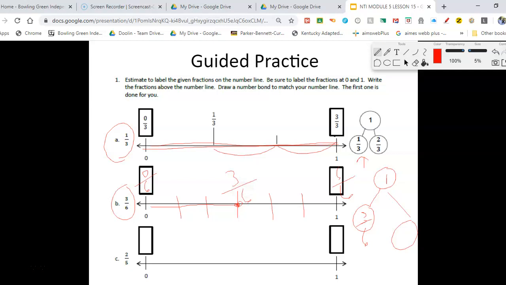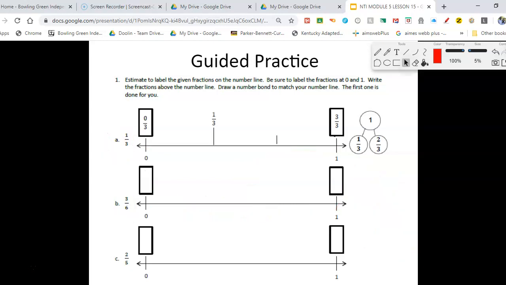Now how many more sixths until we get to 1 whole? 1/6, 2/6, 3/6. So my other part would also be 3/6. 3/6 plus 3/6 equals 1 whole. Excellent job. If you want to do the last one, you can do that one by yourself on your paper.